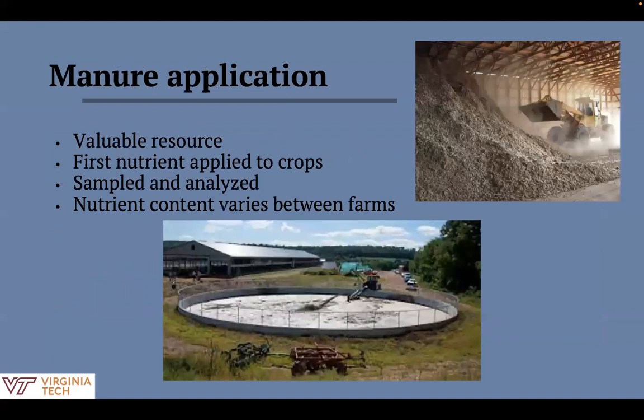The next component that we'll discuss is manure application. Manure can be a valuable resource for farmers when used wisely. Manure is the first source of nutrients that farmers typically apply to their crops. Like soil fertility, manure can be sampled and analyzed to determine what is in it. Once the results of the nutrient analysis are back, the farmer can compare the results with his nutrient management plan to determine how much manure is applied.